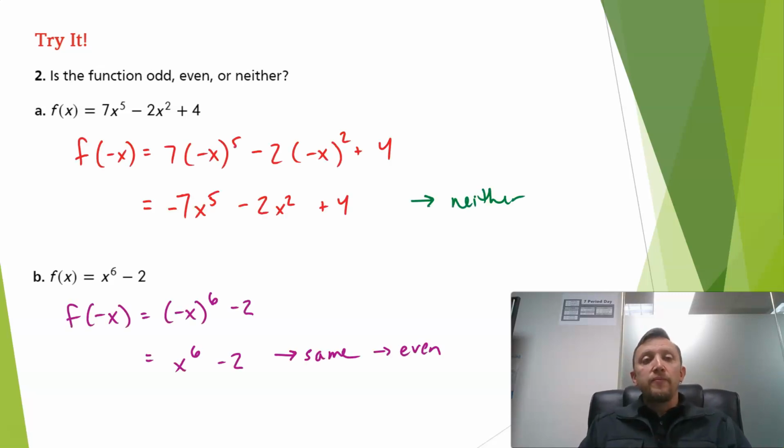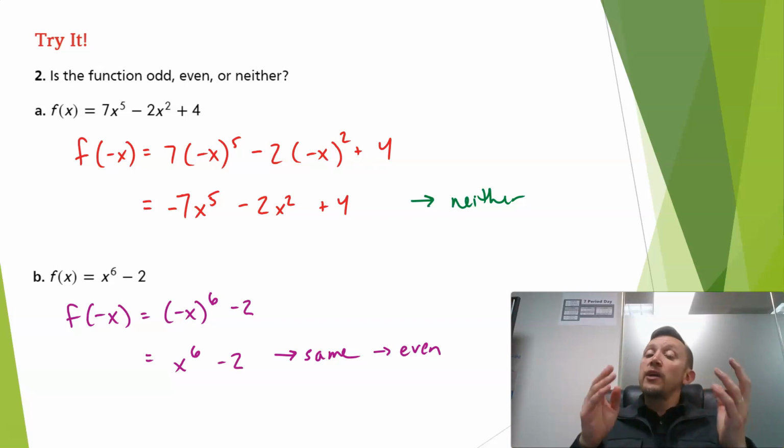All right, how did you do? So for this first one, you should have got, when you put negative x in there, negative 7x to the fifth. Now negative x squared, when you square negative x, that's positive x squared. So times negative 2 would still be negative 2x squared, and the plus 4, that doesn't change. So if you notice, the 7x to the fifth changed to be negative 7x to the fifth. The minus 2x squared, though, stayed as a minus 2x squared. The 4 stayed as a plus 4. So one term changed, the other two stayed the same, so this one's neither.